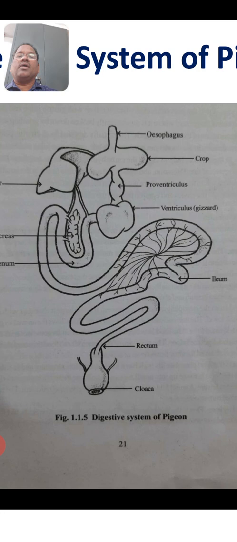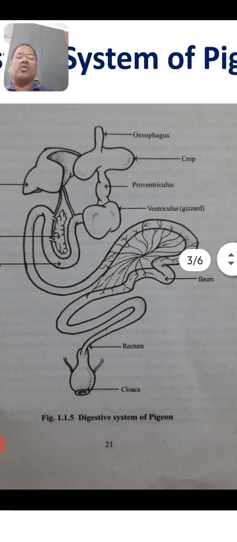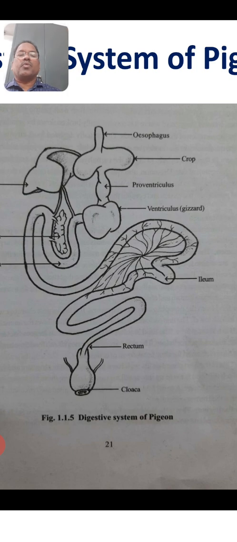The crop is a peculiar organ in granivorous birds, where the birds store the food or the grain. It is moistened by the mucus. Then it goes down to the stomach. The stomach is divided into two parts. One is the proventriculus and the other is the ventriculus. The ventriculus is commonly called the gizzard. The proventriculus is the anterior stomach, and the ventriculus is the posterior stomach.